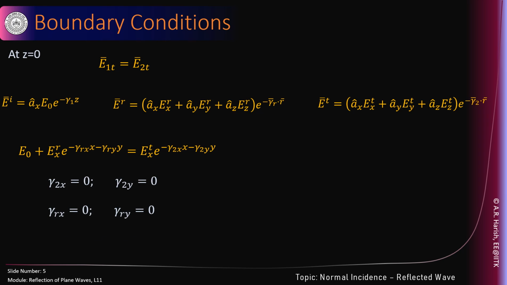Under this condition, what will happen to the value of electric field? E naught will be equal to minus ERX plus ETX. I've just moved that ERX from left hand side to the right hand side. Can you visualize the waves now? Since gamma Rx, gamma Ry, gamma 2x, gamma 2y are all 0, the incident wave is in the z direction, the reflected wave is in the minus z direction, transmitted wave will be in the plus z direction.